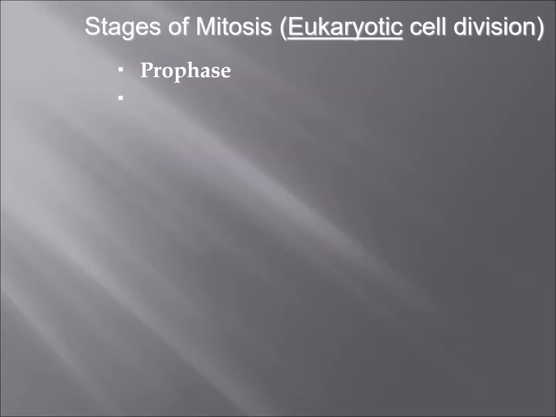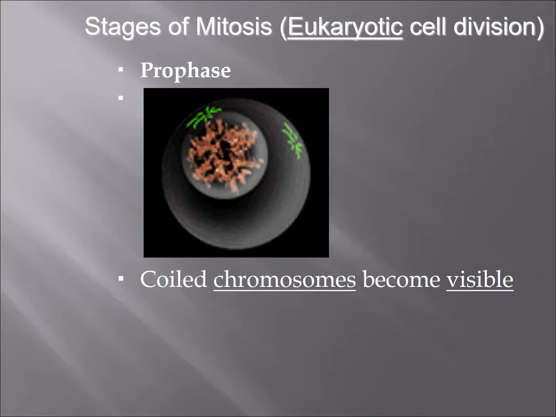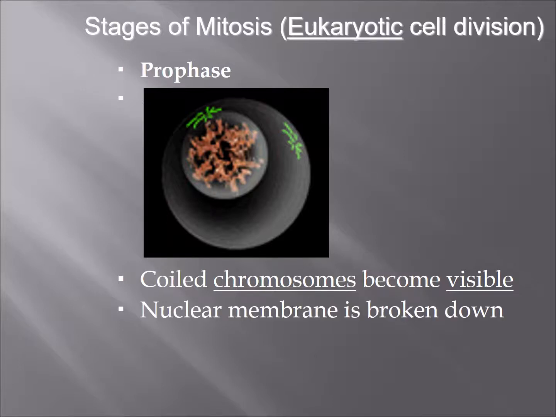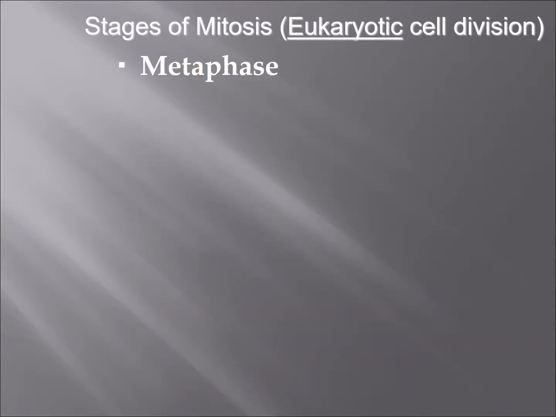All right, stages of mitosis. There are multiple stages of mitosis. Let's look at them. So prophase. This is when the coiled chromosomes become visible, those little X's, the chromatids, held together by the centromere. The membrane on the nucleus is broken down, and then spindles, or protein fibers that will attach to the chromosomes and aid in chromosome movement, start to form.